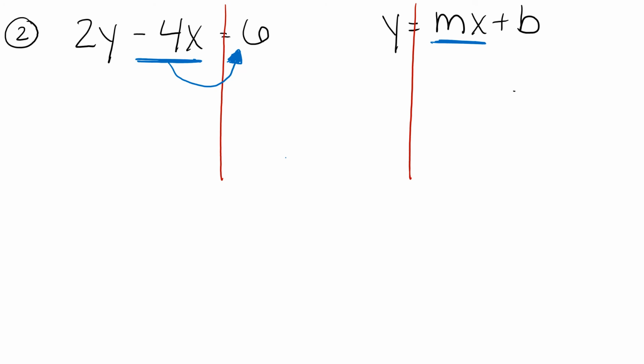When we move something across the red line, we do the opposite. So instead of a minus 4x, we're going to do a plus 4x.